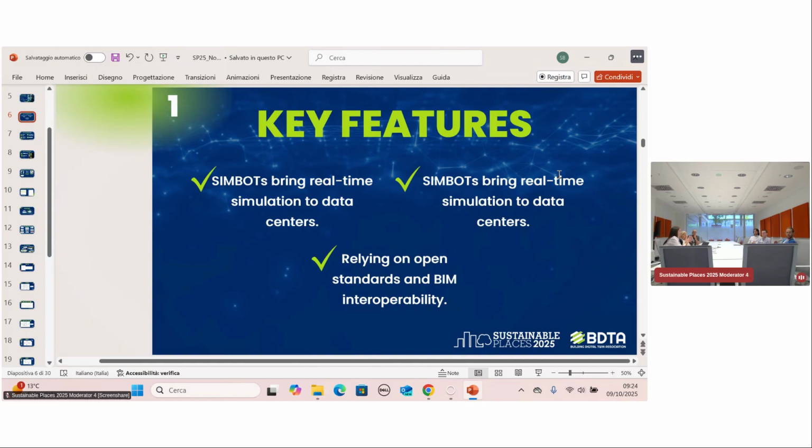So one other very important thing is that they rely on open standards and BIM interoperability. So you can use it with most of the software developers, most of the different projects you have.